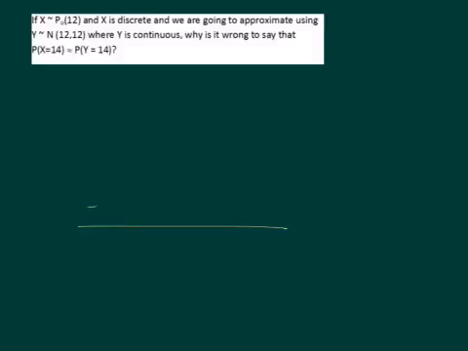Well, let's think about this. The probability that Y is 14. Y is a normal distribution with mean 12 and variance 12. What's the probability that Y is 14? 12 is here, 14 is here. So the probability that Y is 14 is the area of that line. Now that doesn't make any sense. You can't have an area of a line.